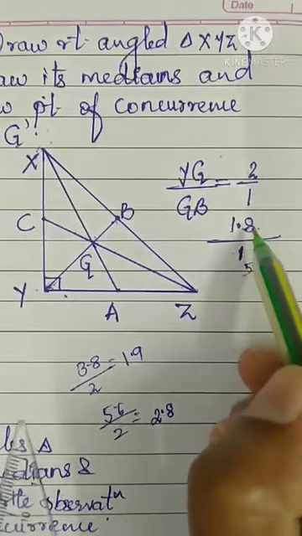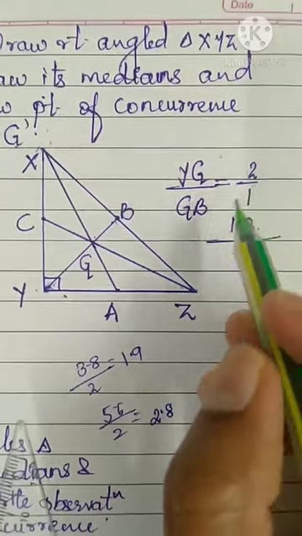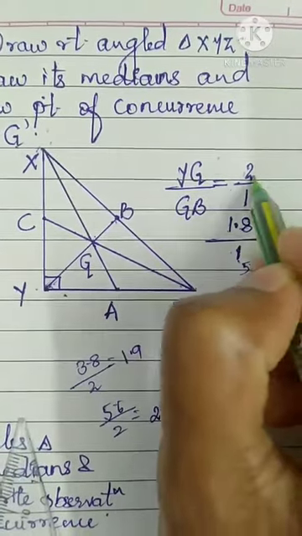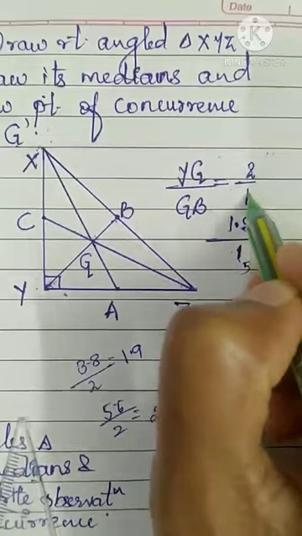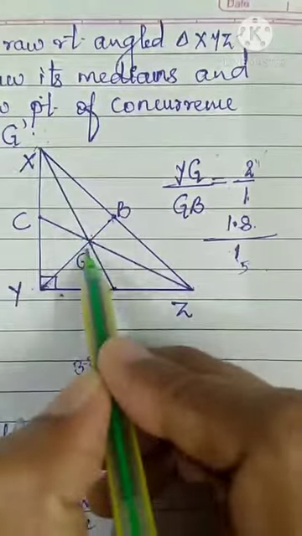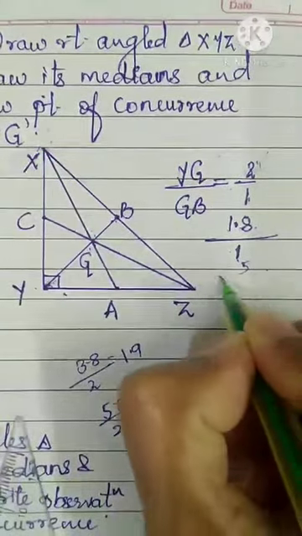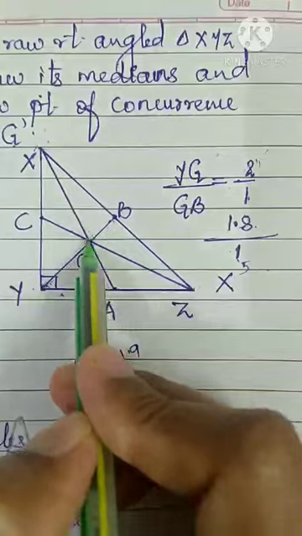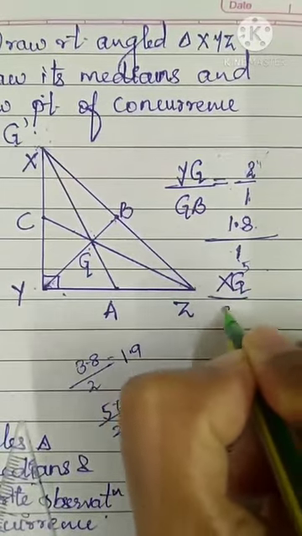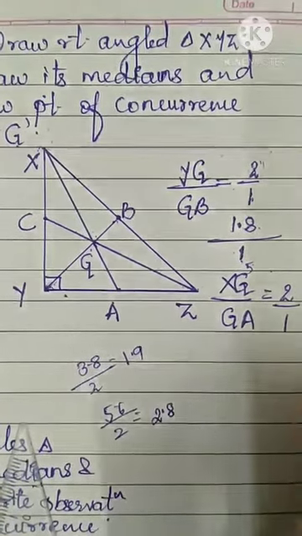No, close to 2. So 2:1. It is always found that YG upon GB is equal to 2:1. The ratio you will get as 2:1. Similarly, any measurement, any length, the next vertex if I take X, you will start with XG is to GA. XG upon GA will also be 2:1.